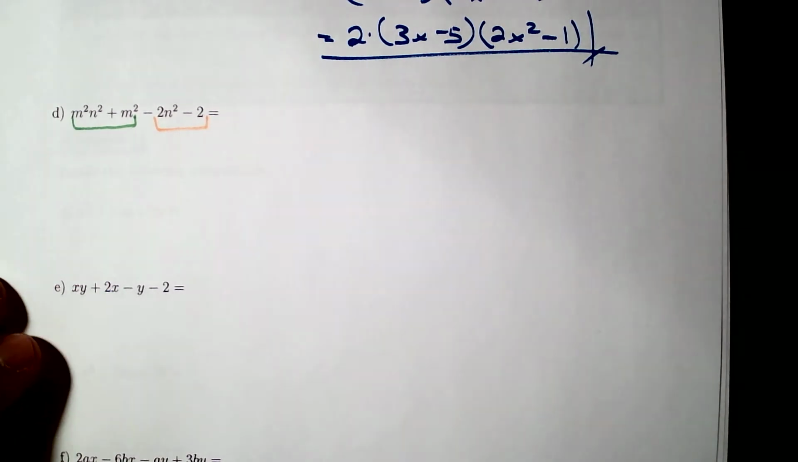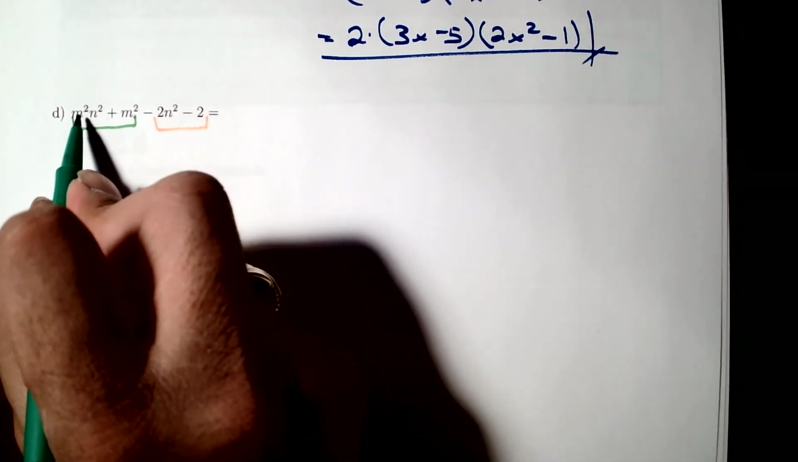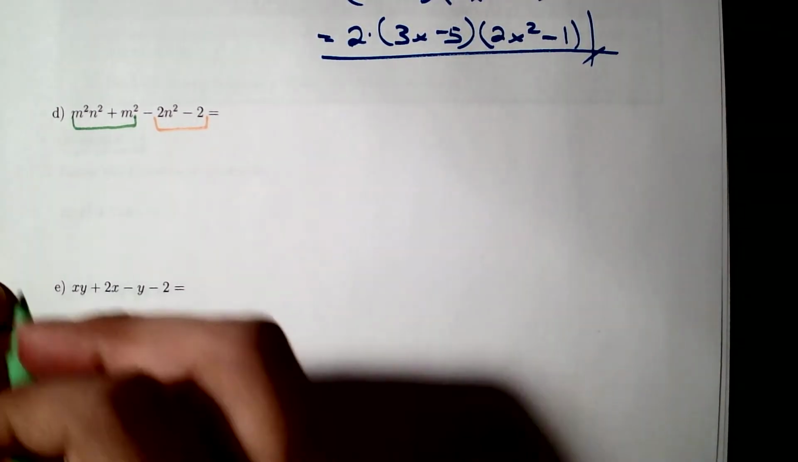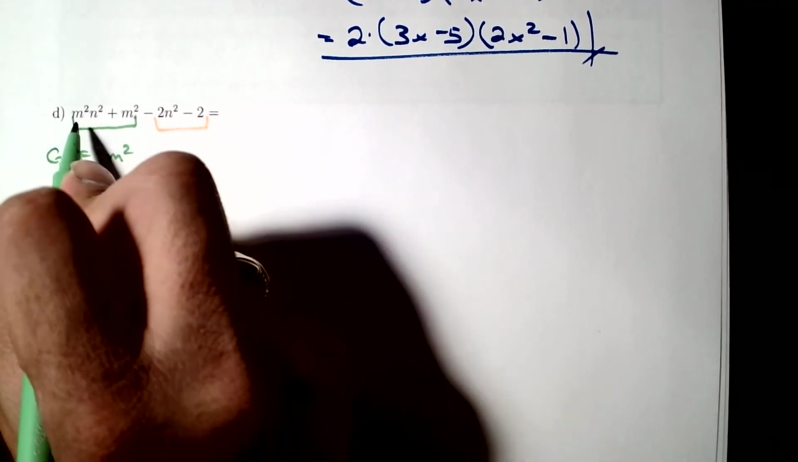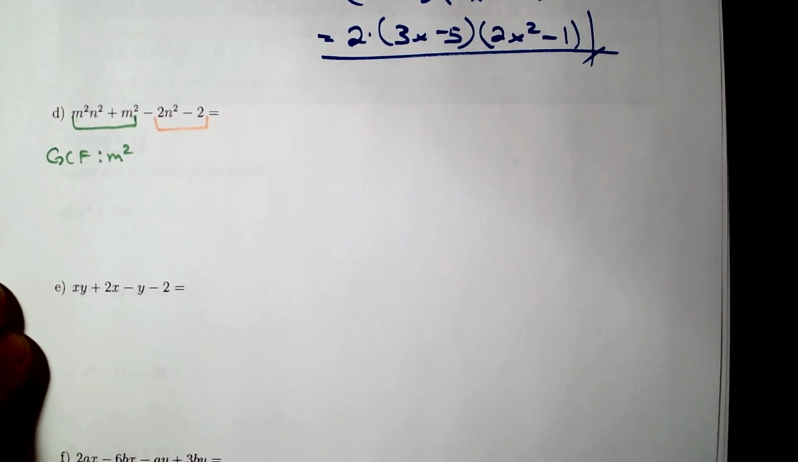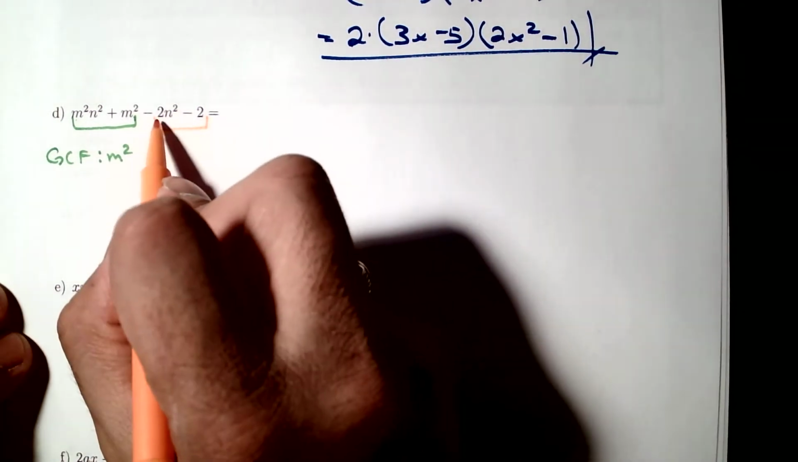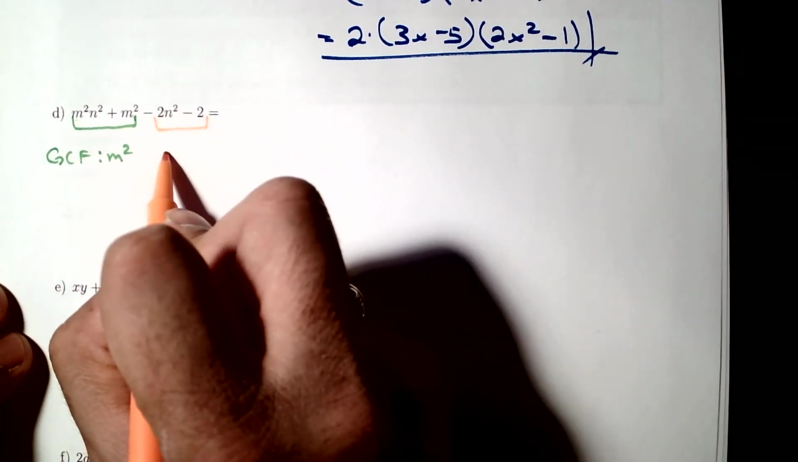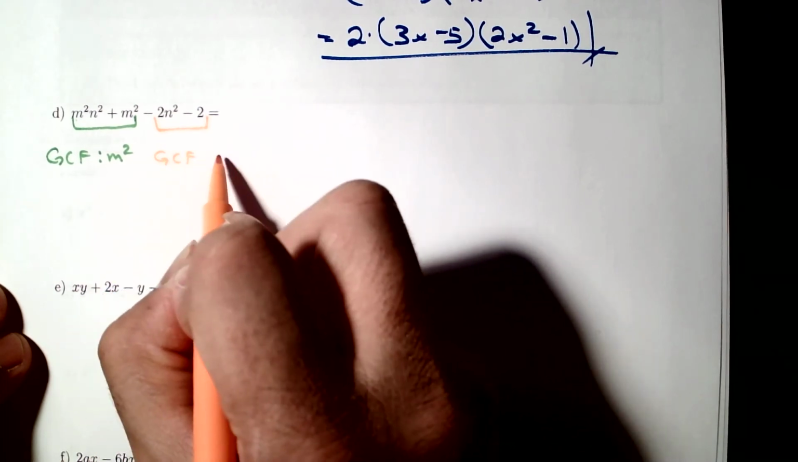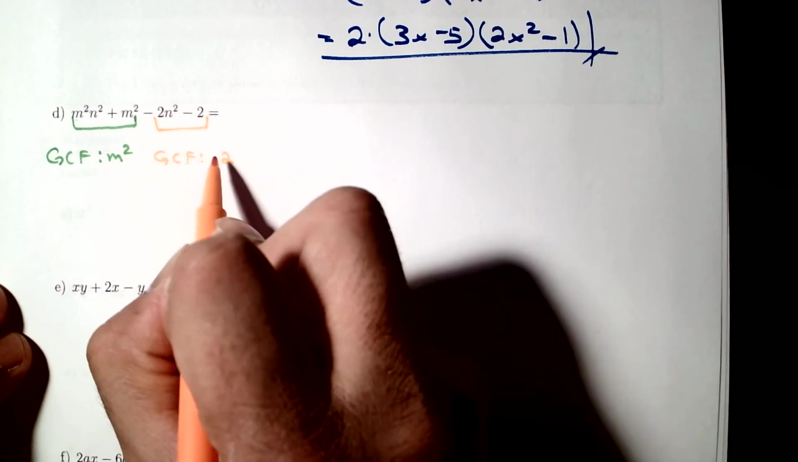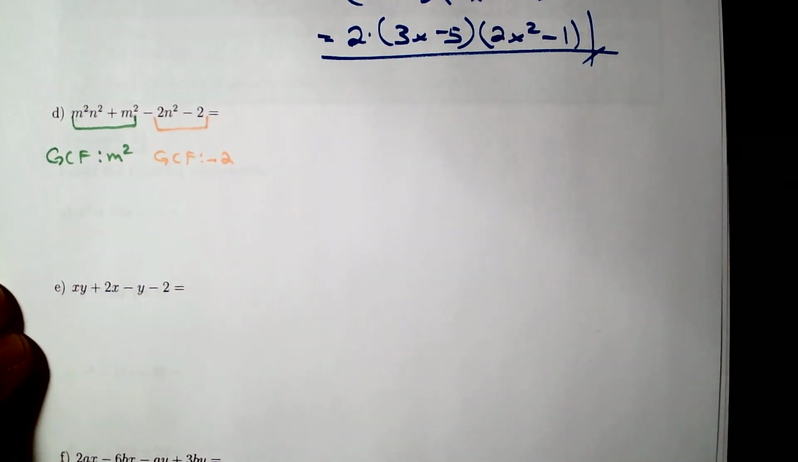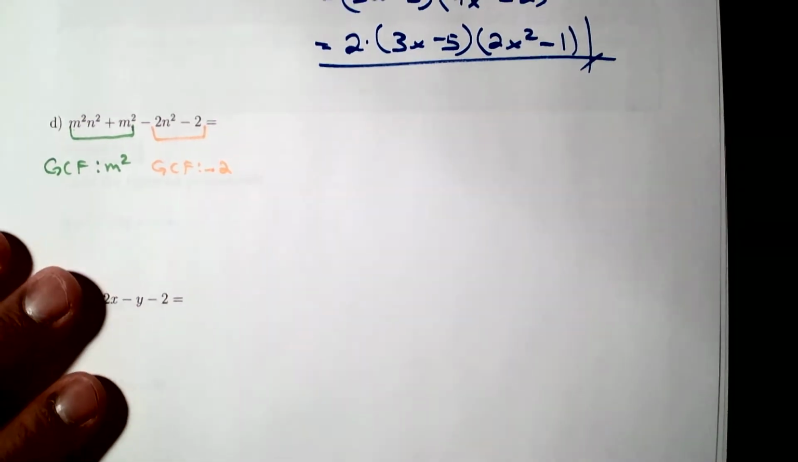So when we factor the first group, what do they have in common? For the first group, the GCF equals m squared. That's what they have in common. But for the second group, notice they have the number 2 in common, but not only that, notice how both are negative terms, so we can factor that out. Now, what is this going to be?